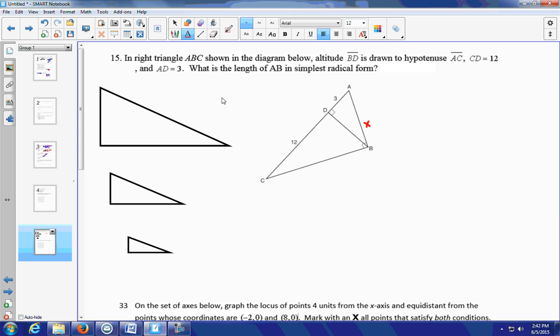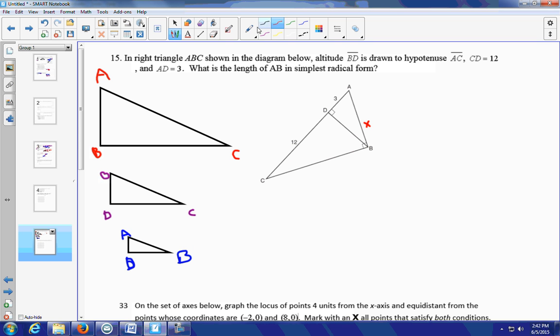So I'm going to label my triangles. So for the big triangle, my right angle is at B. And then BC is longer, so I'm going to put BC and BA. For my medium triangle, my right angle is at D, and DC is longer, so I'm going to put DC and DB. And for my small triangle, my right angle is at D, and DB is longer than DA.